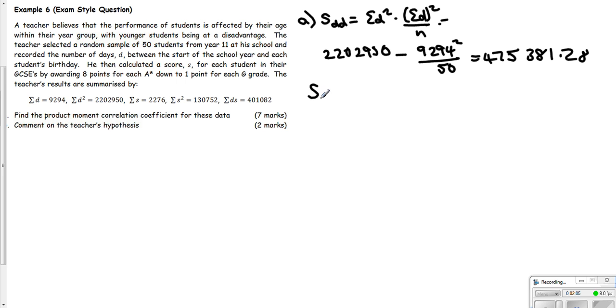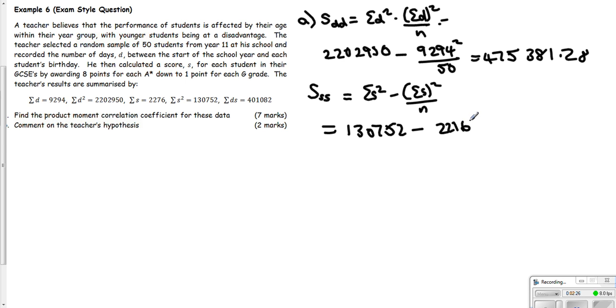The second one is S, not YY, but SS, so we've got 3 S's there. So it's the sum of S squared minus sigma S squared over N. And then if we sub the values in, 130752 minus sum of S squared, that's a 7 there, over 50. And if we work that out, 27148.48.